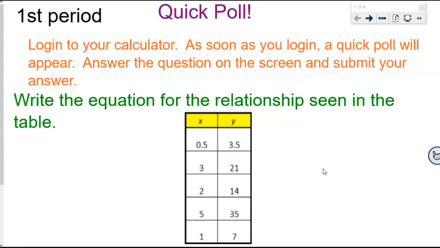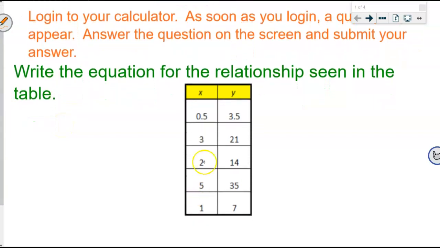To get started, we have this quick poll, so pause the video so that you can write the equation for the relationship that you see here in this table. Continue the recording to check your answer. All right, and in class, the results of the quick poll went very, very well. We had only one small mistake.